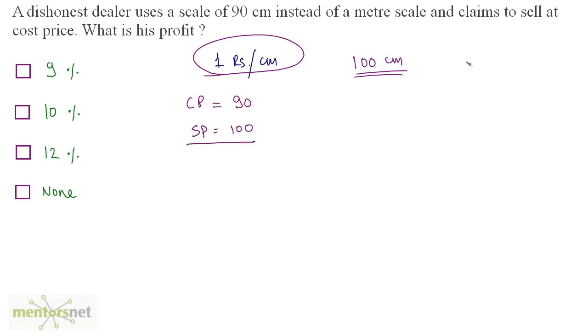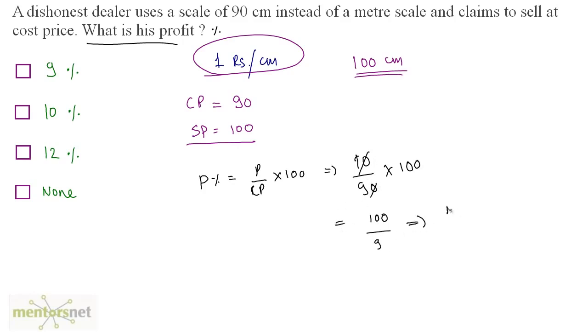Now what is asked is the profit percentage. We know the formula: profit percentage is equal to profit upon the cost price times 100. Profit is selling price minus cost price, which is 100 minus 90, which is 10, upon the cost price 90, times 100. These zeros get cancelled out. We have 100 divided by 9, and that is 11 point something. This answer is not in our options, so our correct answer is option D.